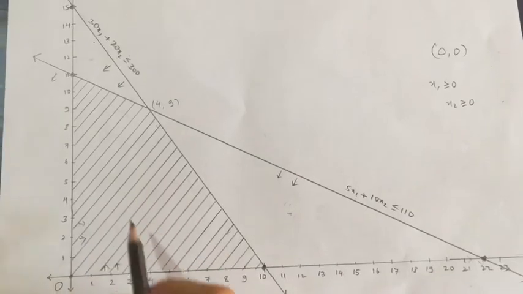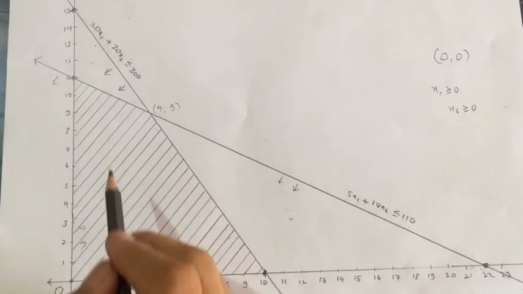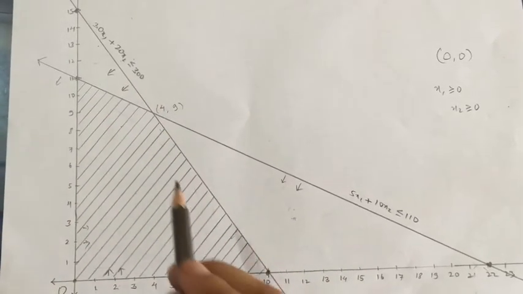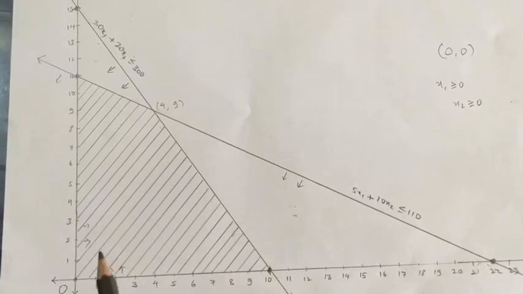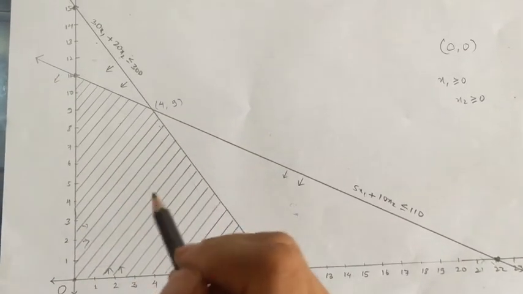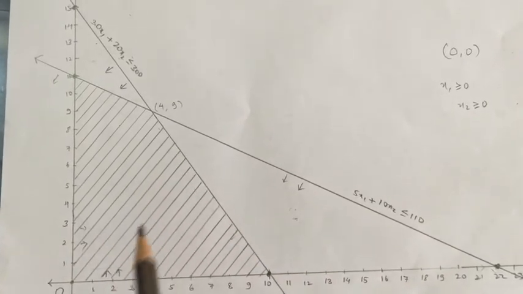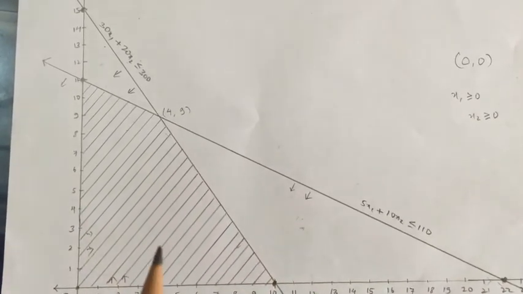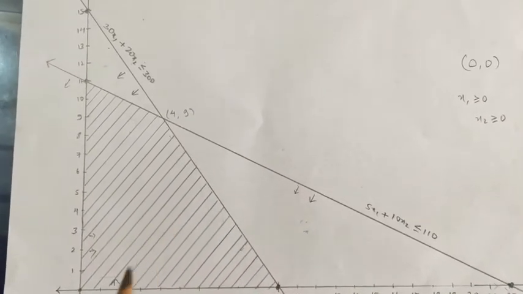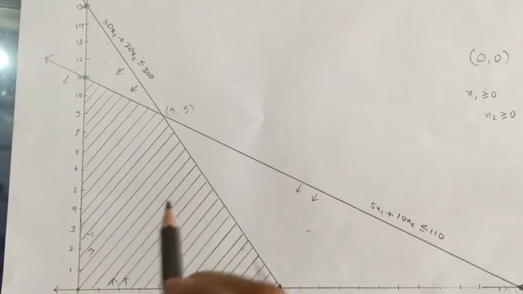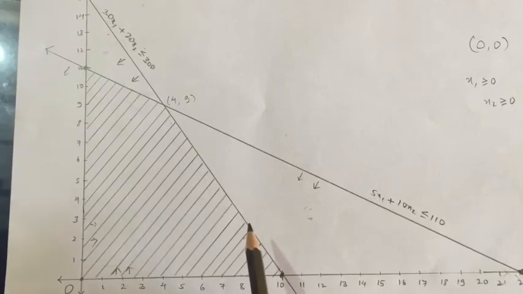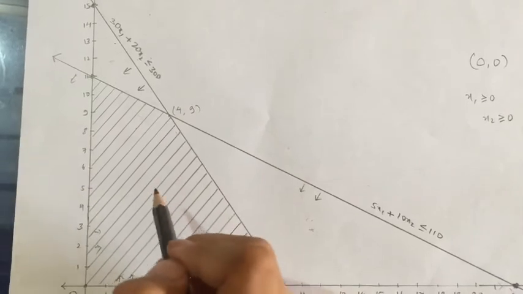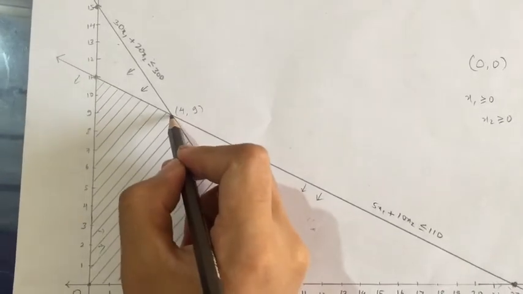Here I have shaded the region which is the feasible region. This is the common region for all the constraints. This line has this region, this line has this region, and the non-negativity constraints also have this region. So this is the feasible region. The best solution will lie in this region. And there is another theorem: the maximum or minimum value will lie on a corner point. All this region contains the optimization values, but the corner point contains the maximum value.